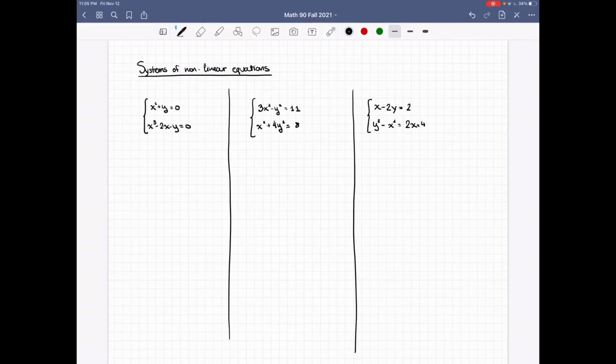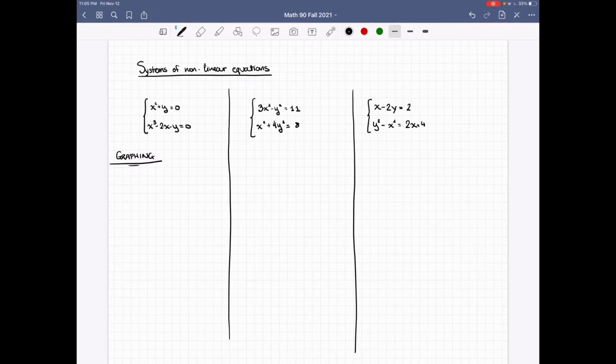This is our last video on systems, and in this video we are going to look at systems of non-linear equations. So I have 3 examples that we're going to look at here already. The first one, we're going to use graphing. So we'll look at a graph to determine what's going on here, and then the other 2 we'll solve algebraically.